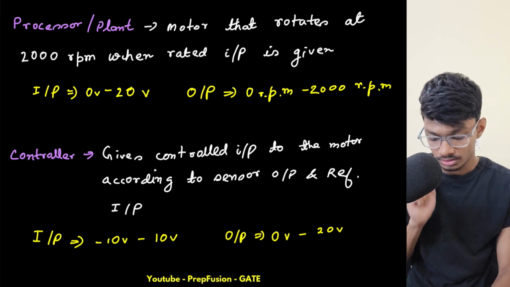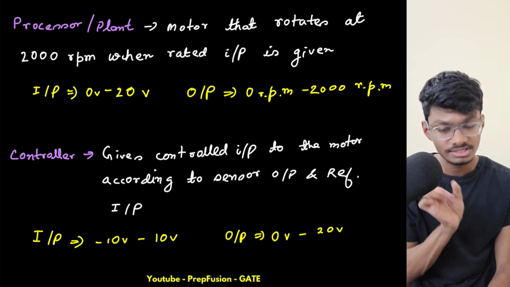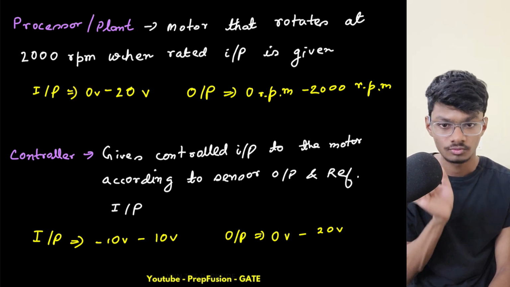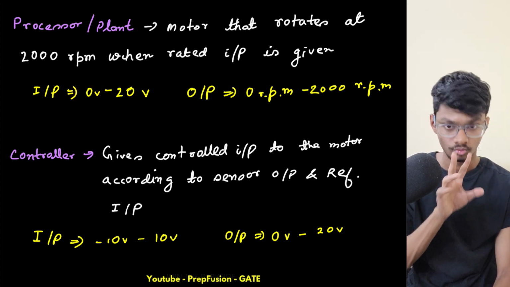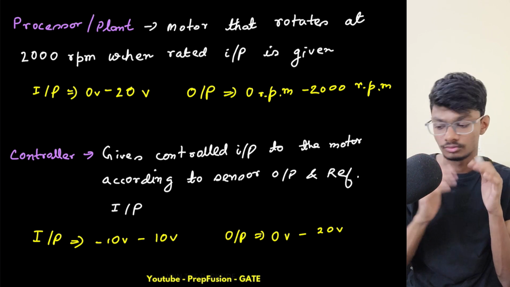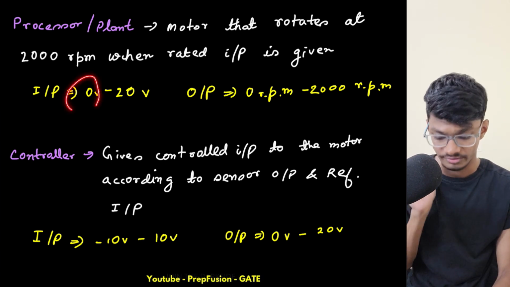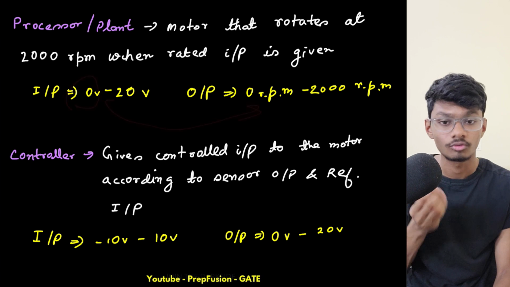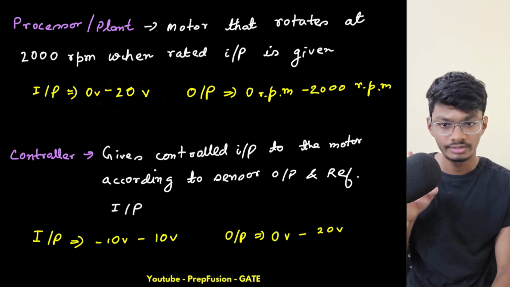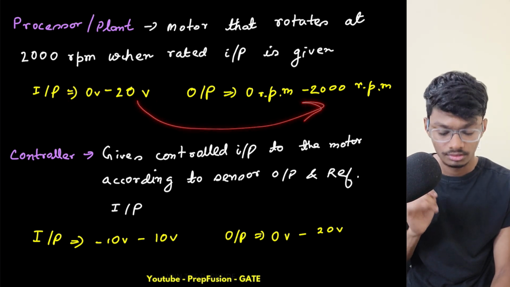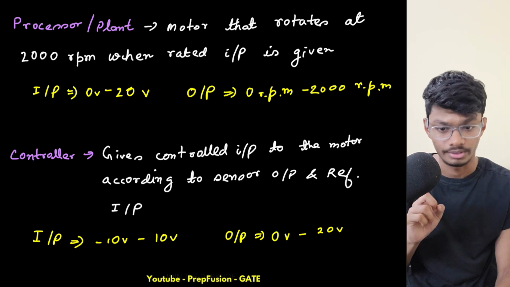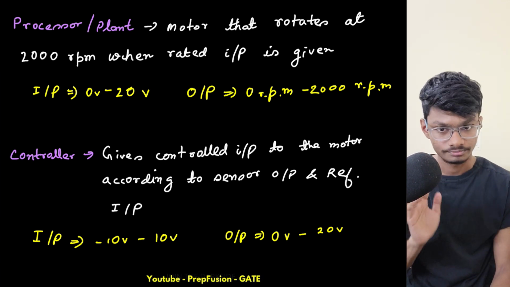Now what is the range of my motor? Range of my motor is from 0 volts to 20 volts. I'm giving the motor safety range, safely working range, 0 volts to 20 volts. If I give it 0 volts, then the motor obviously will not rotate, and if I give it 20 volts, the rated voltage, it will rotate at the speed of 2000 rpm. Now this is about the motor.